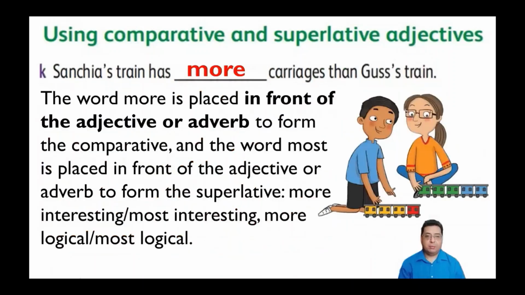So the word more is placed in front of the adjective or adverb to form the comparative. And the word most is placed in front of the adjective or adverb to form the superlative. More interesting, most interesting is one example. More logical, most logical is another example. Okay, so I just wanted to explain why we used more here for letter K.